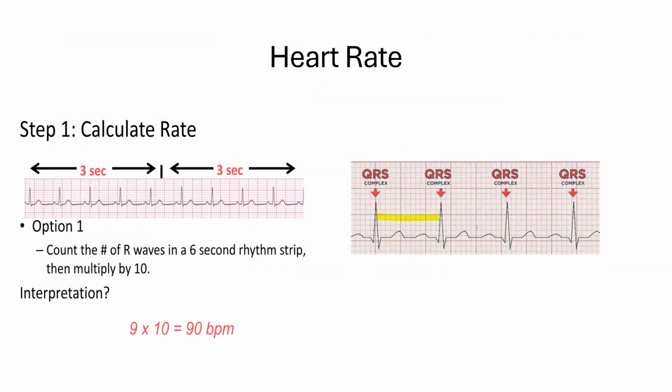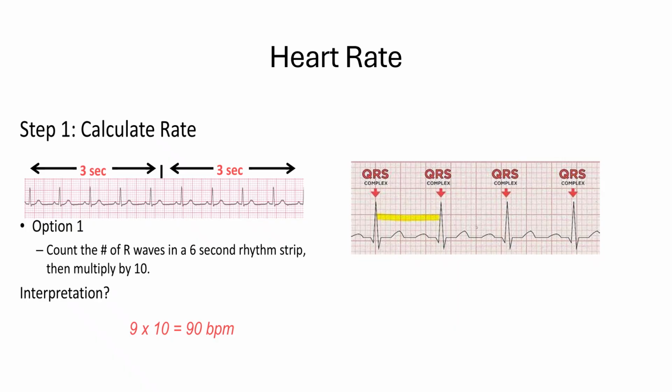There are a few methods we can use to calculate the heart rate. One of them is the formula method, and you can do that when the rhythm is regular. It involves quite a few steps where you have to divide the number of large squares between the QRSs and so on. And me personally, I'm about as smart as a box of rocks, so I'm not going to do all that.